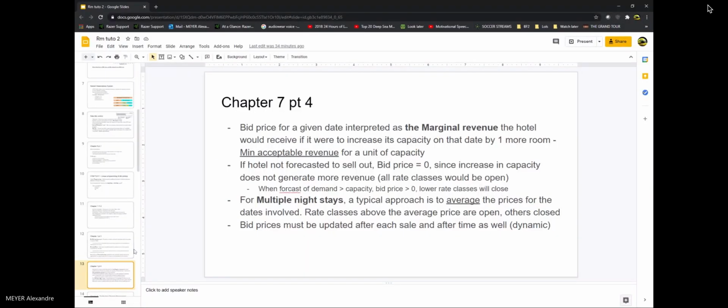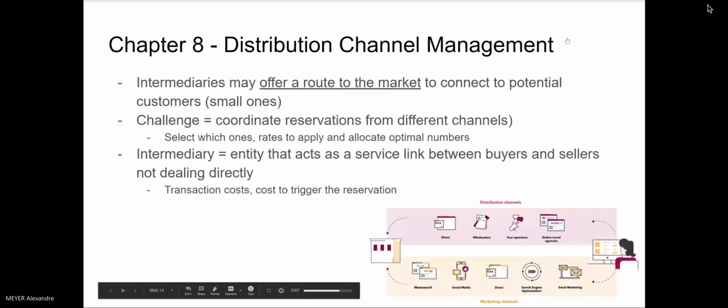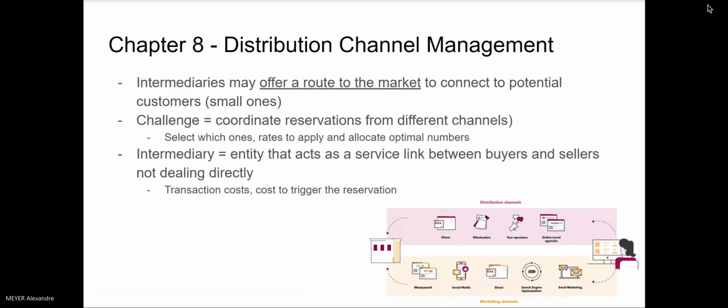So moving on, we have chapter 8, which is distribution channel management. Now, for hotels, especially the small ones, an intermediary can offer a route to the market, right? An intermediary is essentially an entity that acts as a communication between buyers and sellers who do not want to deal directly. So if you don't want to book at a hotel directly, you go through an intermediary to make the booking for you, right? And intermediaries are well known. So a lot of small budget companies can use intermediaries to encourage more bookings.